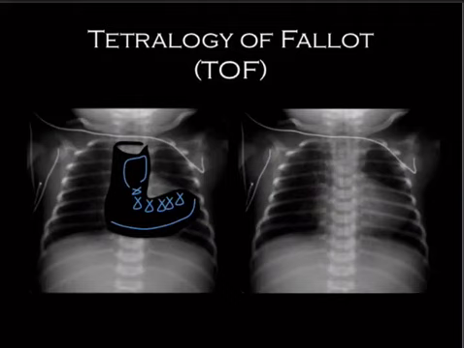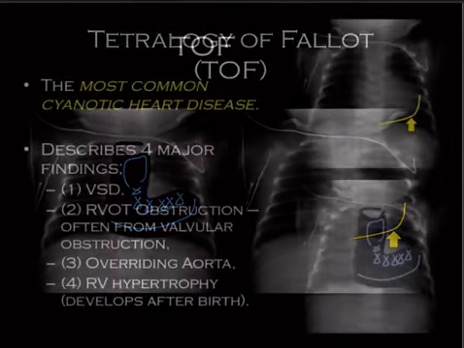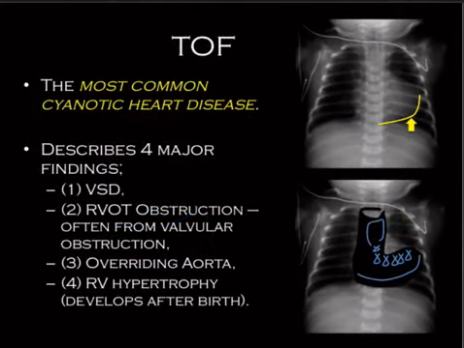Also, I want to point out that the apex is uplifted. This is a buzzword also, and I will mention that that is not present at birth. That is an acquired thing that you see slightly later, and it has to do with hypertrophy of the right ventricle. So this is the most common cyanotic heart disease.